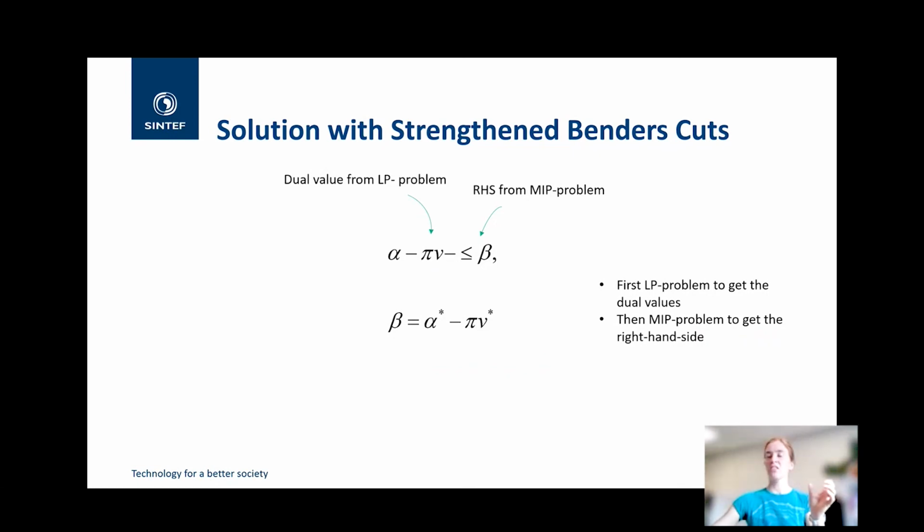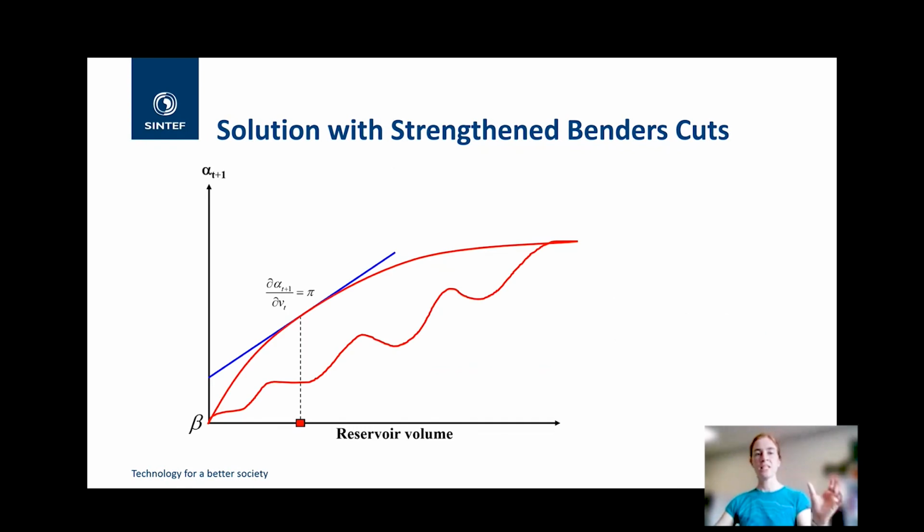This involves a change in the ProdRisk setup as we exchange one LP problem with first an LP problem and then a MIP problem. The LP problem gives us the dual value, and the MIP problem gives us the right-hand side. Looking at how this was illustrated, we still have the same slope, but as we use a right-hand side from the MIP problem, we move the cut down to the actual nonlinear curve. The slope is still not right, but the cut is placed at the right place.